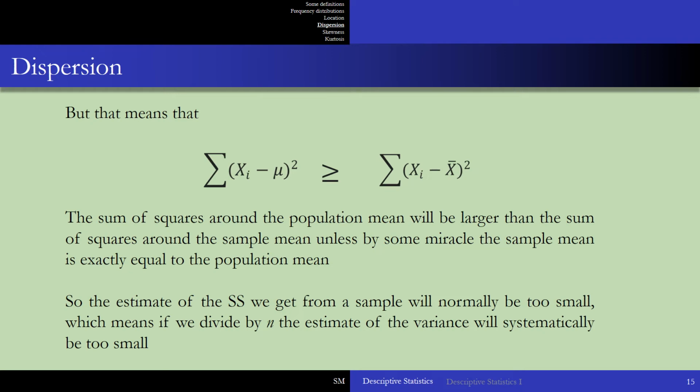The sum of squares around the population mean will be larger than the sum of squares around the sample mean, unless by some miracle the sample mean is exactly equal to the population mean. From that it follows that the estimate of the sum of squares that we get from a sample will normally be too small, which means if we divide by n, the estimate of the variance will systematically be too small.